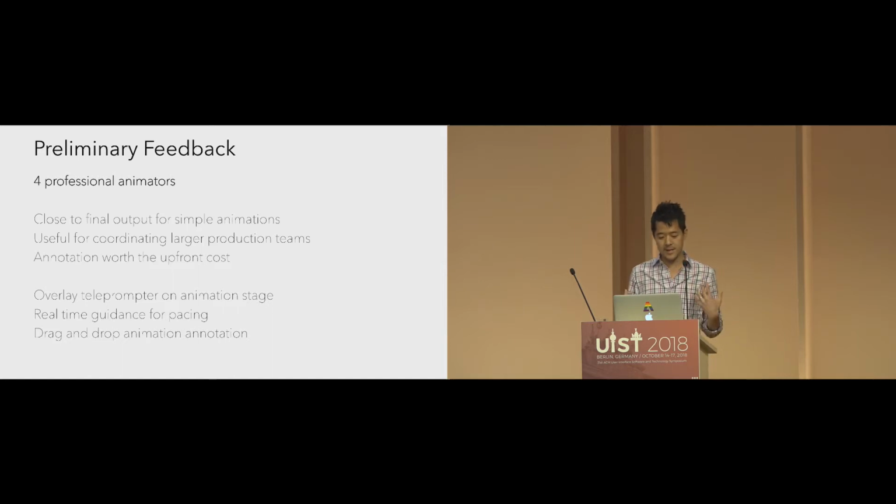All of them thought that the teleprompter should really be on the animation stage, so you only have to look in one place. Some suggested maybe having some real-time guidance for how the vocal actor should perform the script, maybe like a bouncing ball or something like that. And then some also suggested having a visual interface for adding annotations to the script, maybe like dragging and dropping an animation event onto the appropriate part of the text.